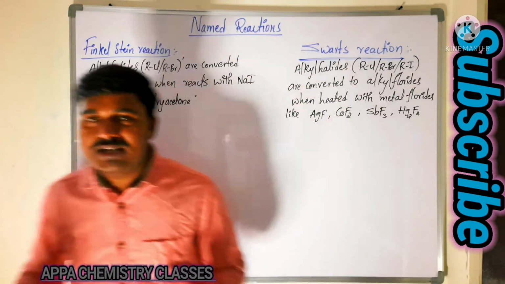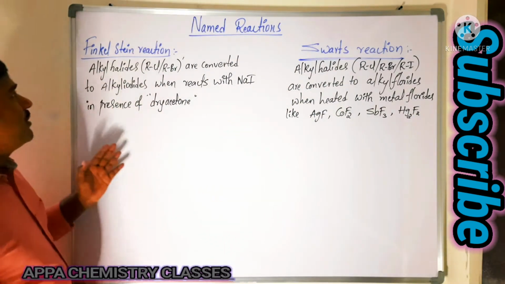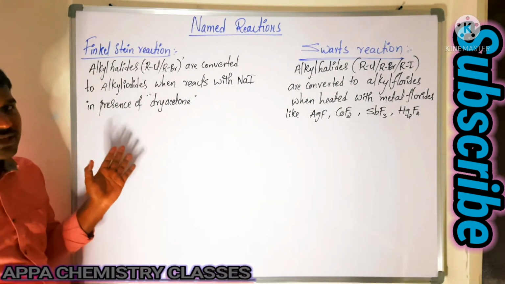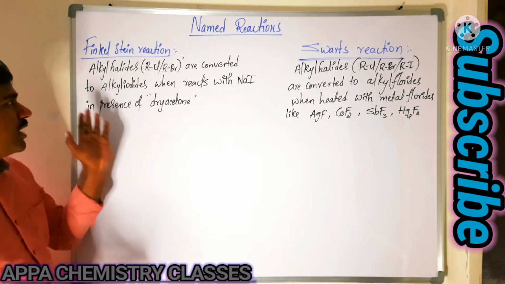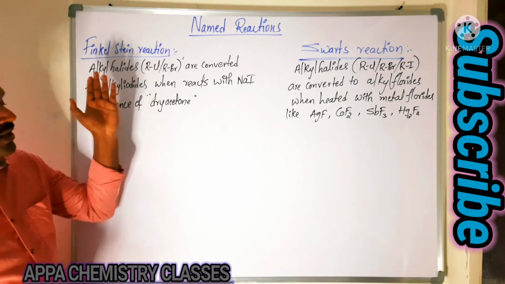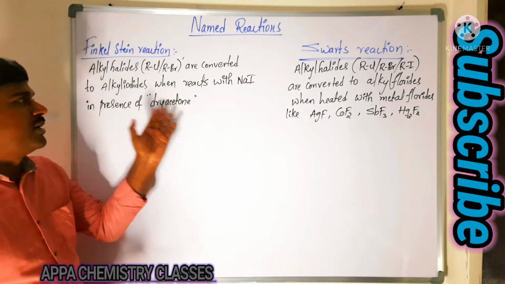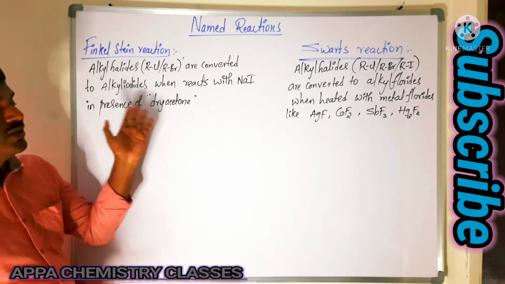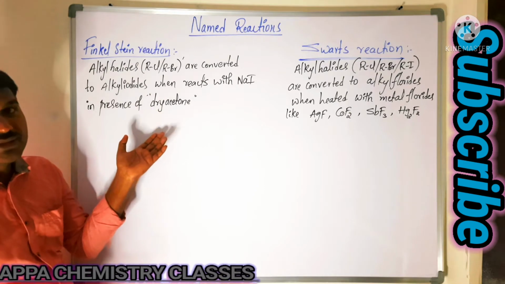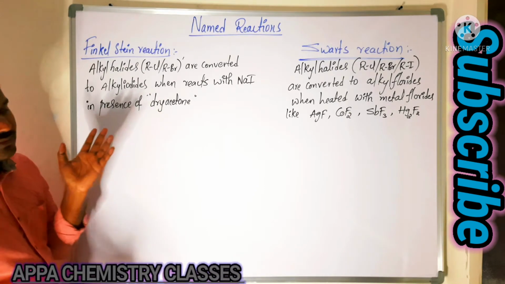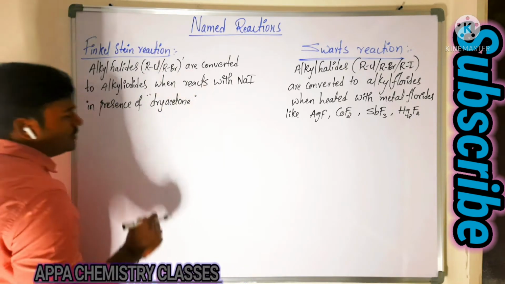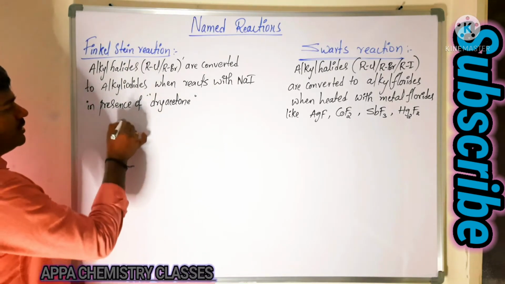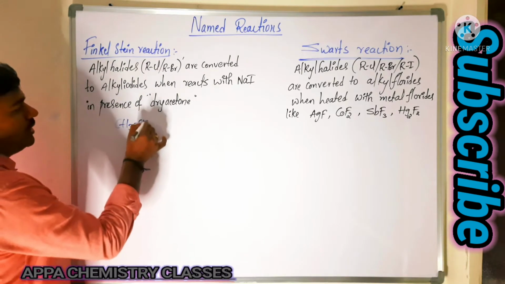Now here is the Finkelstein reaction. What is meant by the Finkelstein reaction? This reaction is used to convert alkyl halides like alkyl chlorides, alkyl fluorides, and alkyl bromides into alkyl iodide when they react with sodium iodide in presence of dry acetone. Why do we have to take dry acetone? I will explain here. Once you see here, we have taken ethyl chloride.